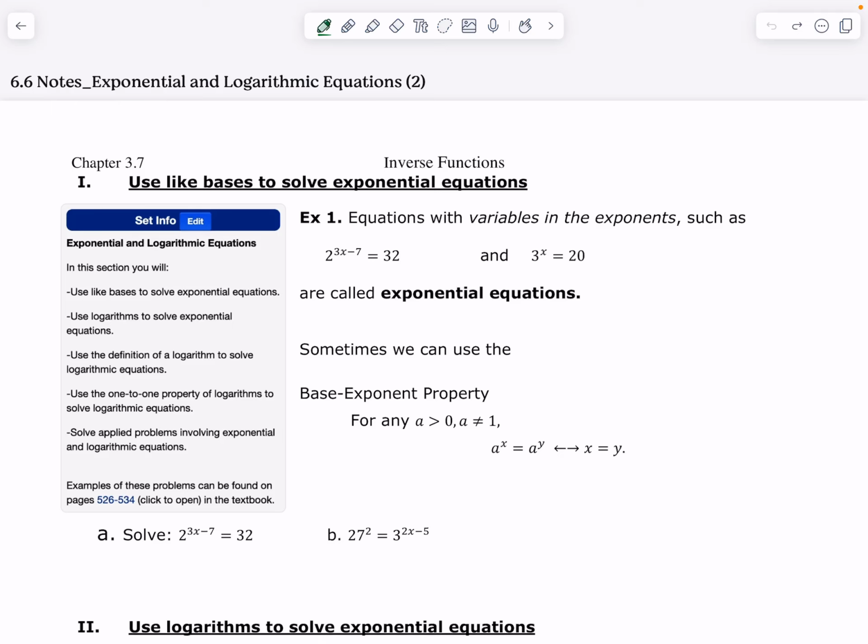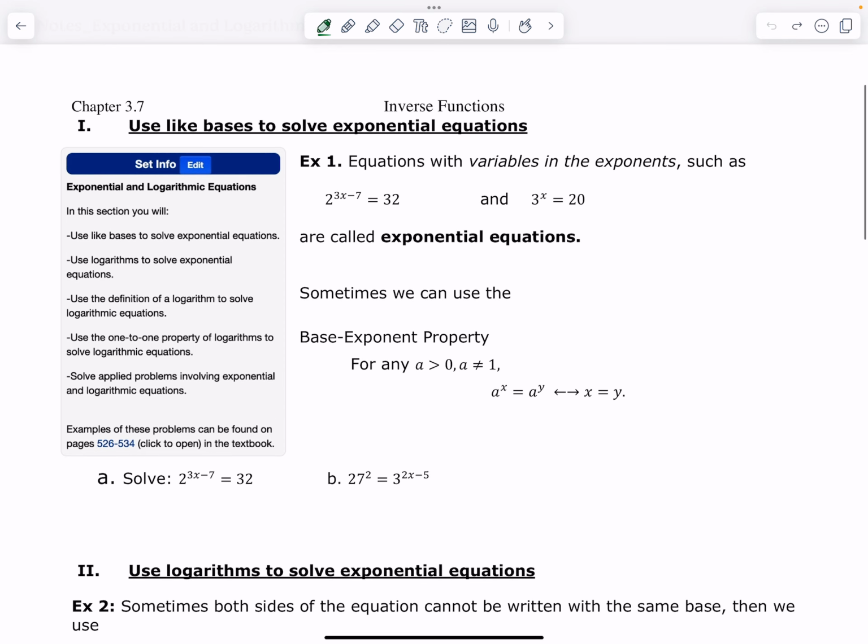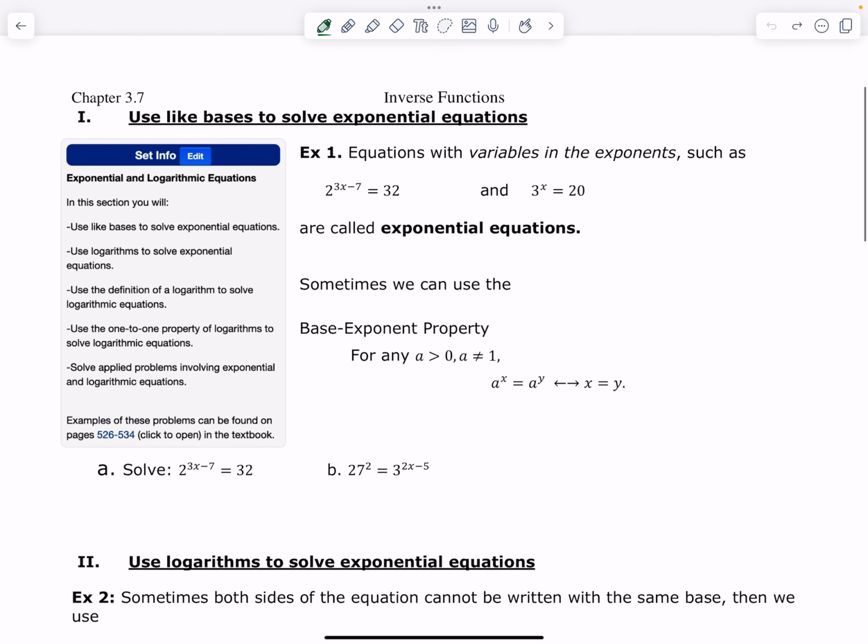Okay, here are the 6.6 notes, page 1. We're talking about exponential and logarithmic equations. So there are a couple of things to look for. Anytime we have a variable in the exponent, we've got an exponential equation. If the variable's the base, it's not exponential, it's a power function. So we are looking for where we have variables in the exponent.